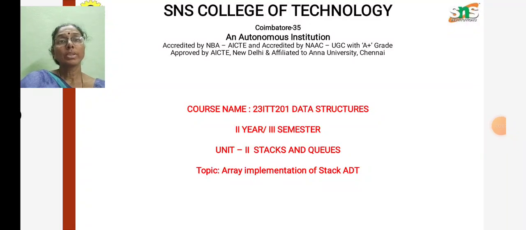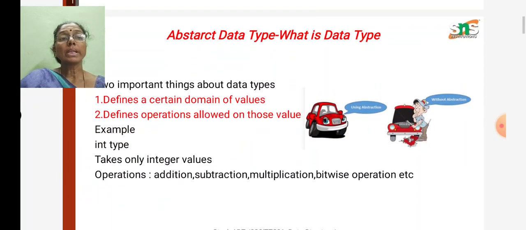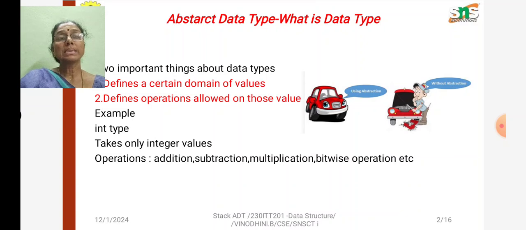Lecture series on data structures. In today's class, we are going to study what an abstract data type is and what a stack is. In the previous lecture, I explained what data structures are, the types of data structures, and ADT. An abstract data type is a combination of certain domain values and the operations that can be performed on those values.